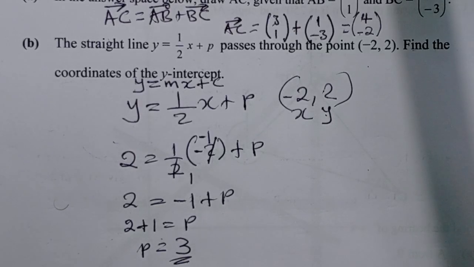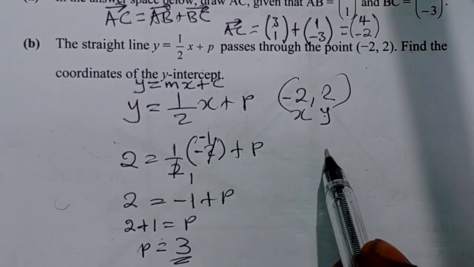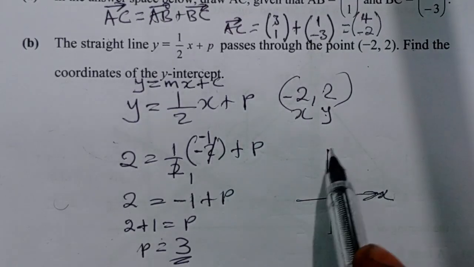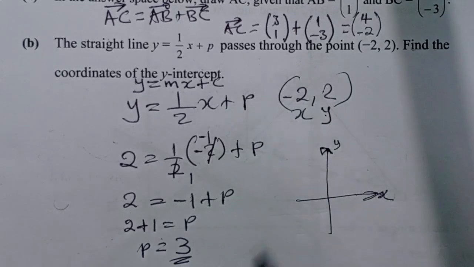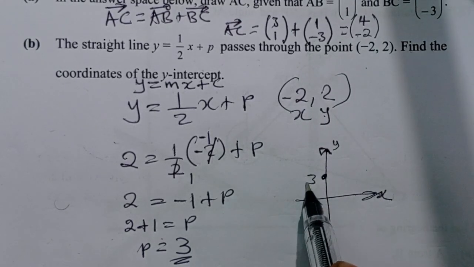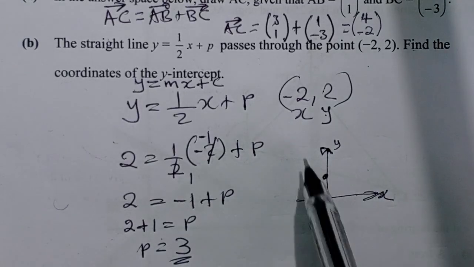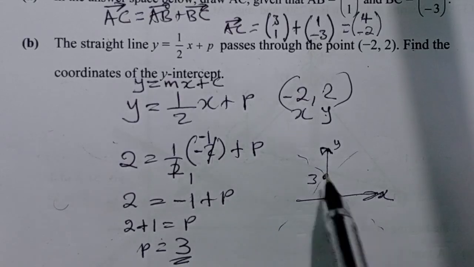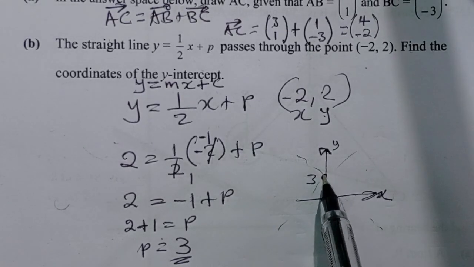The y-intercept is a point on the y-axis. For example, this is the x-axis, this is the y-axis. That simply means that this is where 3 is. So in other words, maybe the line is passing here or it is passing here. So this is the y-intercept. So the y-intercept is 3.